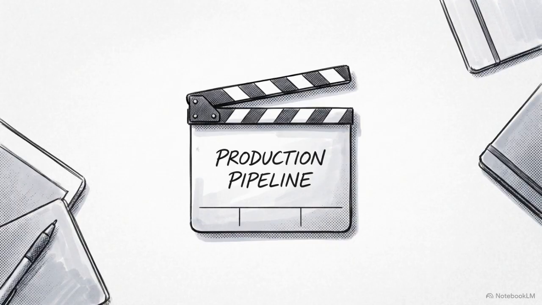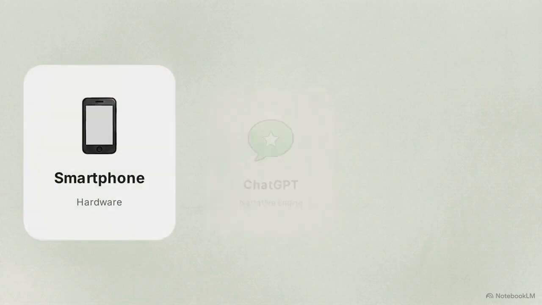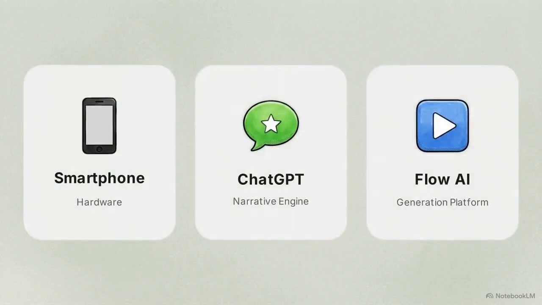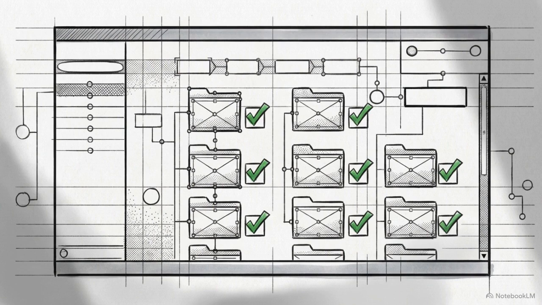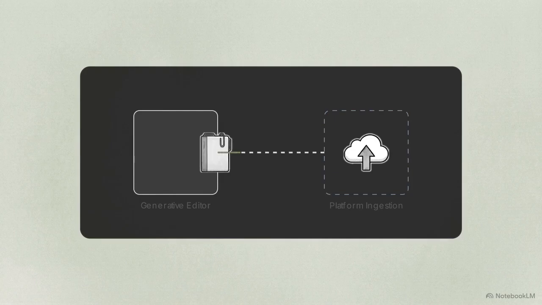To execute this pipeline yourself, you only need 3 things: your smartphone, a free ChatGPT account, and access to Flow AI. Controlling the entire process, from the initial prompt structure to the final upload settings, is about removing the technical friction that stops most AI videos. It ensures your work is actually in a format the platform is designed to distribute.